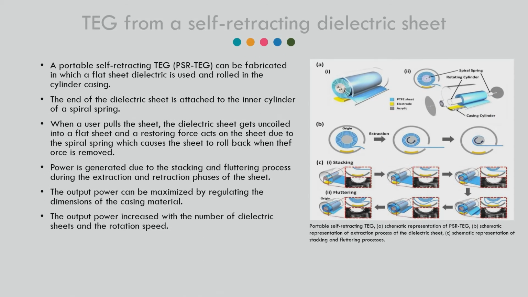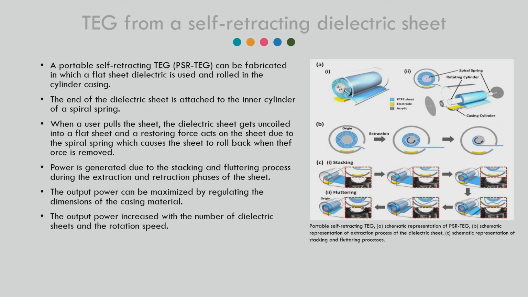Next, the triboelectric generator from self-retracting dielectric sheets. A portable self-retracting triboelectric generator can be fabricated in which a flat dielectric sheet is rolled in a cylinder casing. The end of the dielectric sheet is attached to the inner cylinder of a spiral spring. When a user pulls the sheet, it gets uncoiled into a flat sheet, and a restoring force acts on the sheet due to the spiral spring, which causes the sheet to roll back when the force is removed.